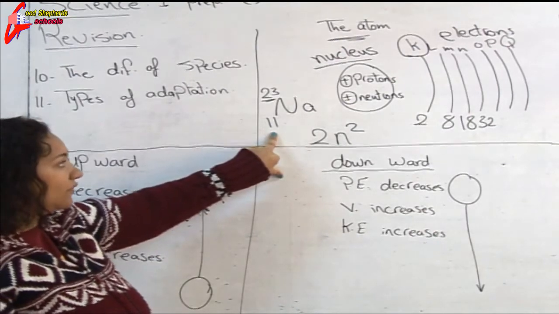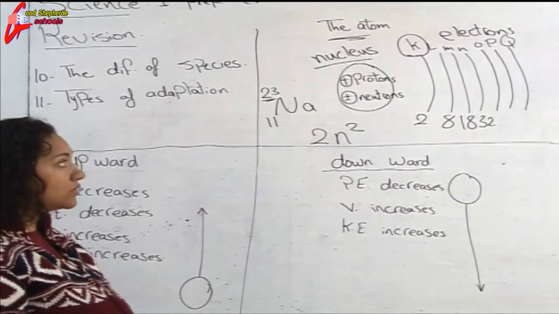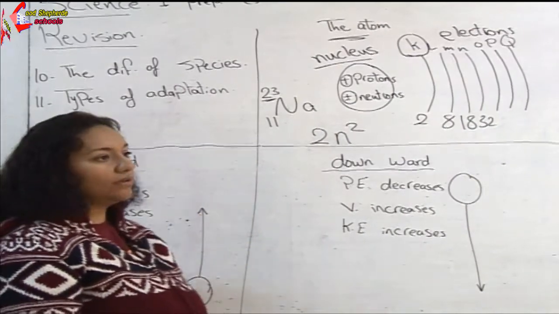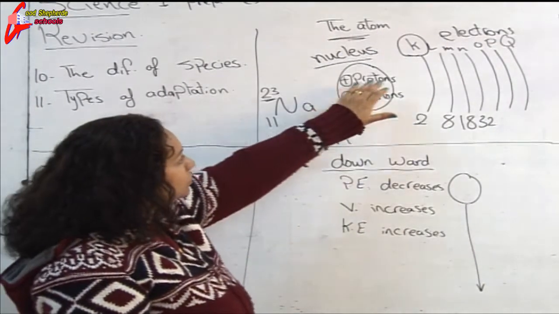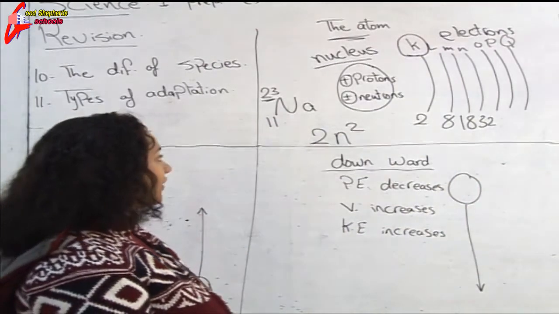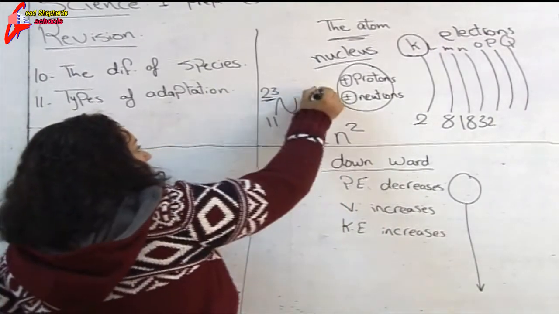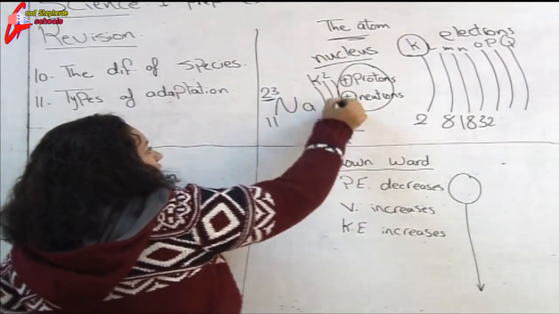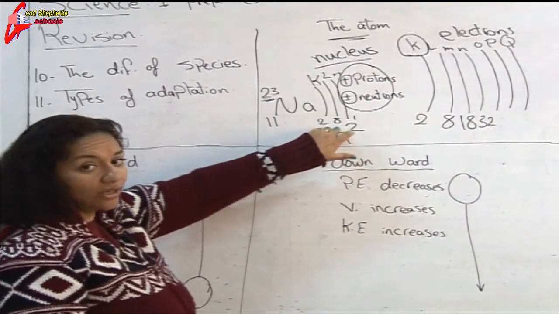And as we knew before, the positive protons must be equal to the negative electrons, because the atom must be electrically neutral. Electrically neutral means has no electrical charge. Why? Because the number of positive protons should be equal to the number of negative electrons. When we make electronic configuration, we distribute the number of electrons in the energy levels. So we will write K carries 2, L carries 8, and the last one M carries only 1 electron. And this is called electronic configuration.